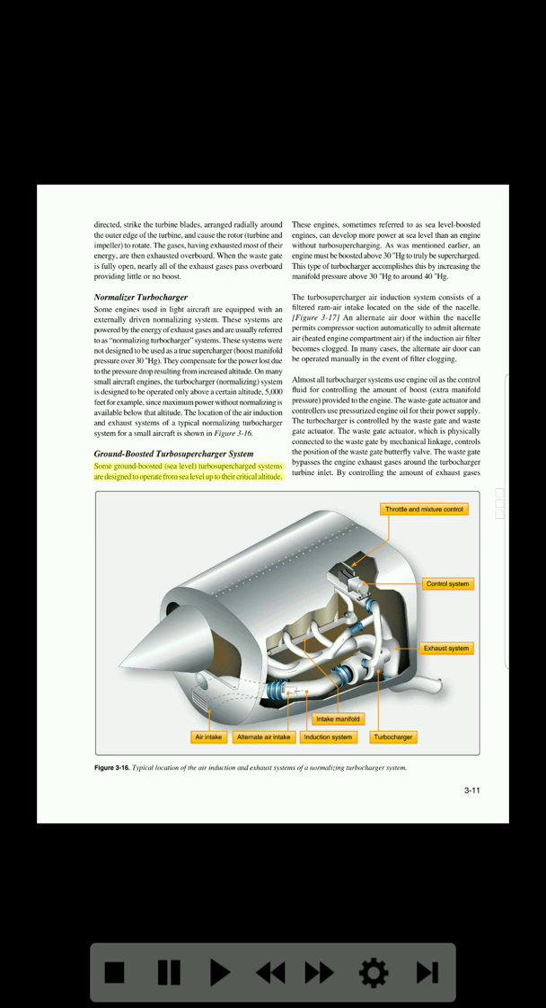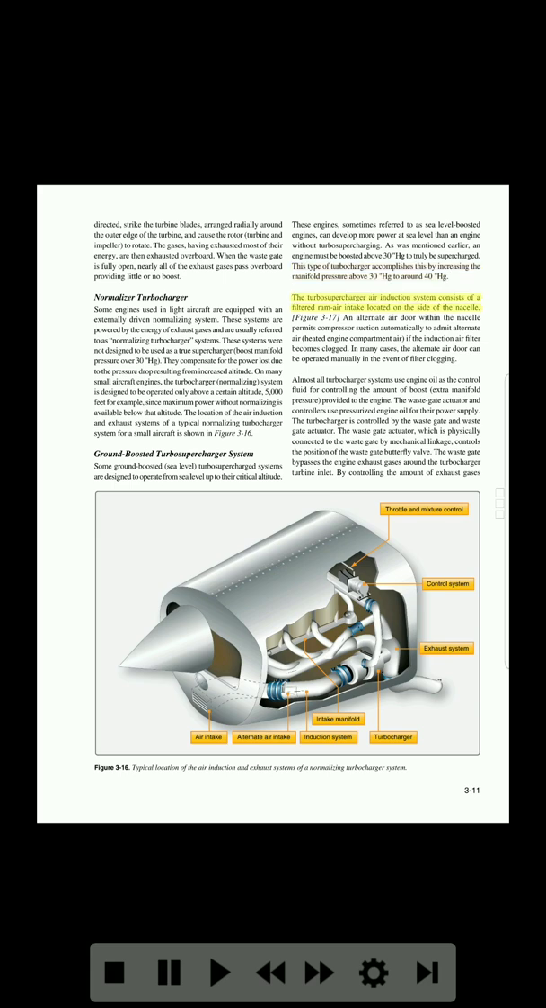Ground-boosted turbo-supercharger system. Some ground-boosted, sea-level, turbo-supercharged systems are designed to operate from sea level up to their critical altitude. These engines, sometimes referred to as sea-level boosted engines, can develop more power at sea level than an engine without turbo-supercharging. As was mentioned earlier, an engine must be boosted above 30 Hg to truly be supercharged. This type of turbocharger accomplishes this by increasing the manifold pressure above 30 Hg to around 40 Hg.